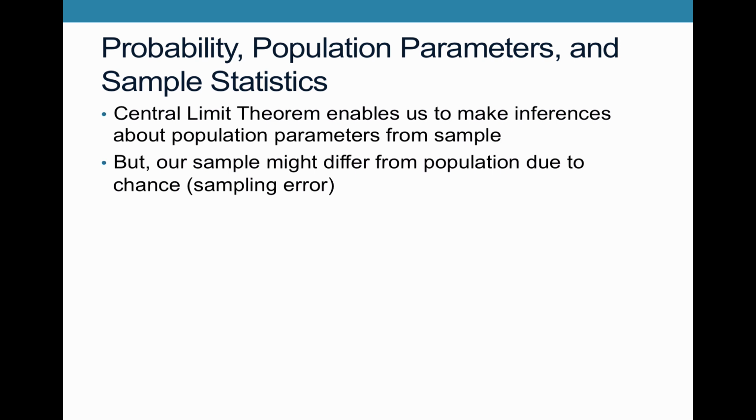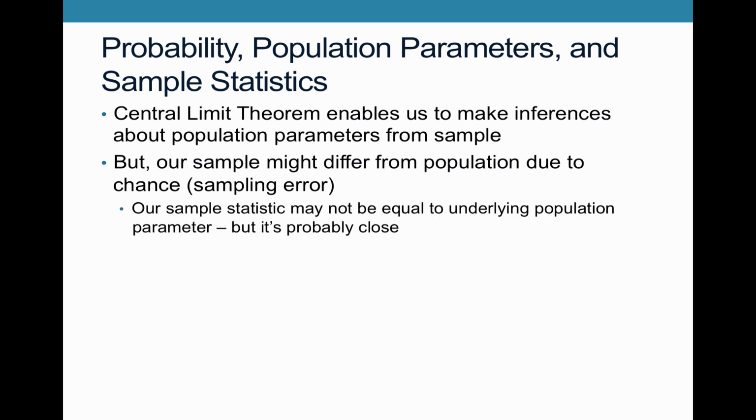But our population might differ from the sample just due to chance. As I defined earlier, this is what we call sampling error, right? So it's just due to some sort of fluke. And this means that our sample statistics, say the mean of our sample, may not be exactly the same as the underlying population parameter, the population mean. But it's probably pretty close, right?